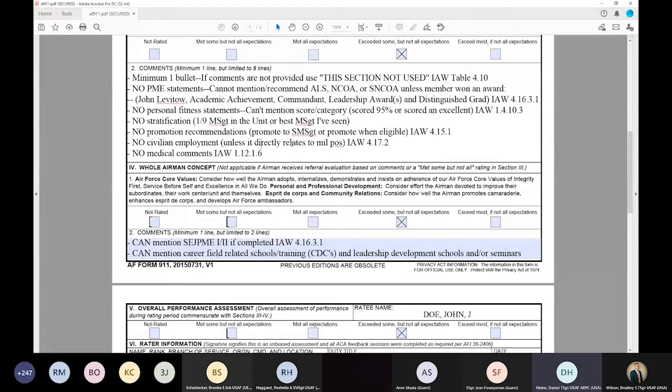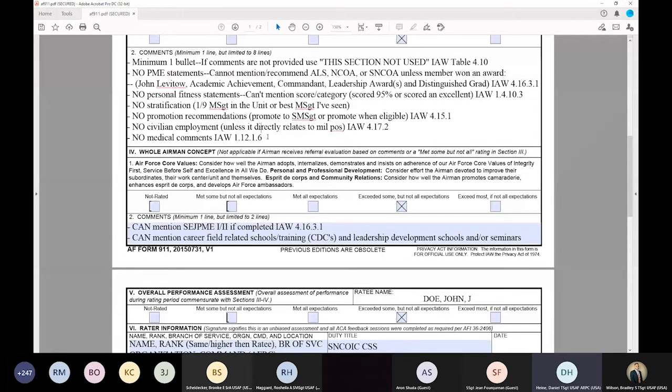And then no medical comments. So they cannot have personal medical comments relating to the member on the report. If the member is non-rated due to medical, there should not be anything about that on the report. When you're sending it to us in VPC, please just mention in the coordination comments, member not rated due to medical. That's all we have to know. We don't have to know anything specific.